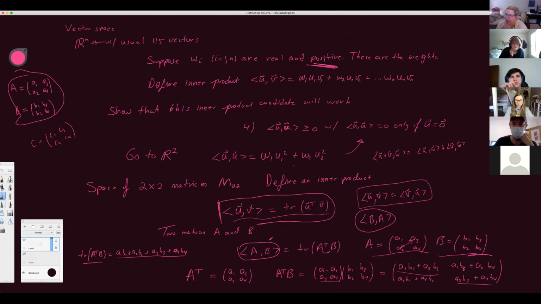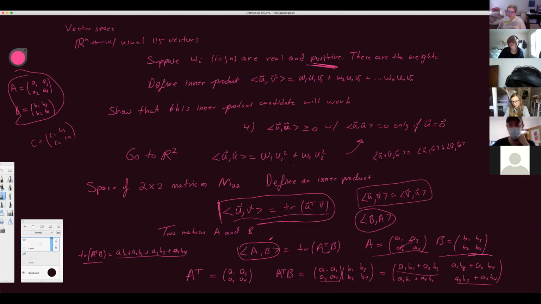The trace is literally just the sum of the diagonals of a matrix. That's all it is. So if it was the trace of A, it would be A1 plus A4. Right? That's it. Yeah, it's really easy. So you just have to do all that matrix multiplication first, right?